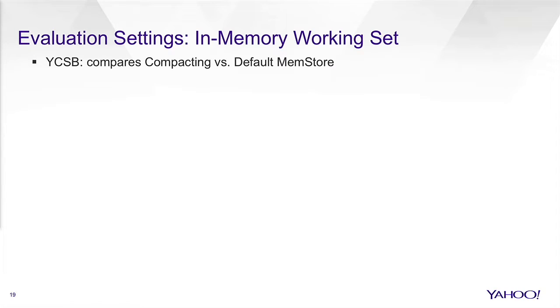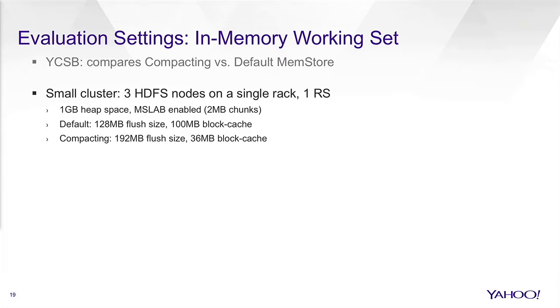So what are our settings? We use YCSB to compare compacting MemStore and default MemStore. We have a small cluster of 3 machines, 1 region server. Heap space is 1 gigabyte. We use MSLAB, if you know those chunks, to write all the data sequentially. For the default MemStore, as I said, we have a trade-off between the block cache and the compaction pipeline. So for default, we use 128 megabytes as the limit for when to flush. If you have 128 megabytes in the MemStore, then you flush to disk.